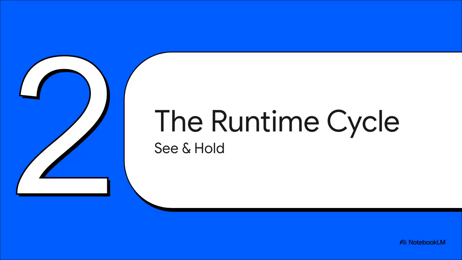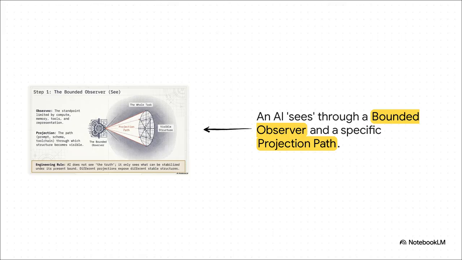All right, let's kick things off with the first 2 stages, see and hold. This is all about how a system actually perceives its world and then grabs onto that information to make it stable and useful. First up, see. An AI system isn't some all-knowing oracle. It has what's called a bounded observer. Its perspective is fundamentally limited by its compute, its tools, its memory. You get the idea. It sees the world through a projection path, which you can think of like a specific prompt or a certain chain of tools that basically shines a spotlight on one part of the problem it can actually see and work with.